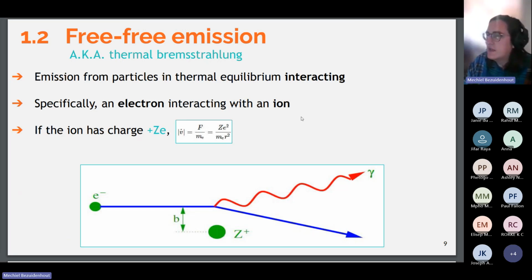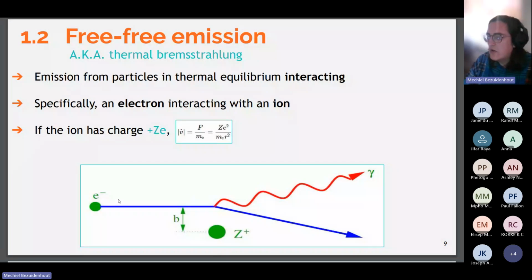Right. So besides thermal emission coming from the movement of particles in thermal equilibrium, there's also emission coming from the interaction between those particles. And this is called free-free emission. It's also called thermal Bremsstrahlung. And specifically, it is emission that comes from the interaction between an electron and an ion. So in the diagram at the bottom here, you see there's an electron coming in on the left, and it's approaching a positive ion, denoted by Z plus. The Z is the proton number.